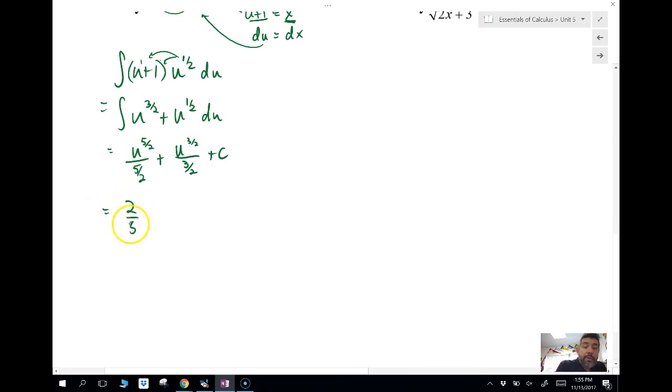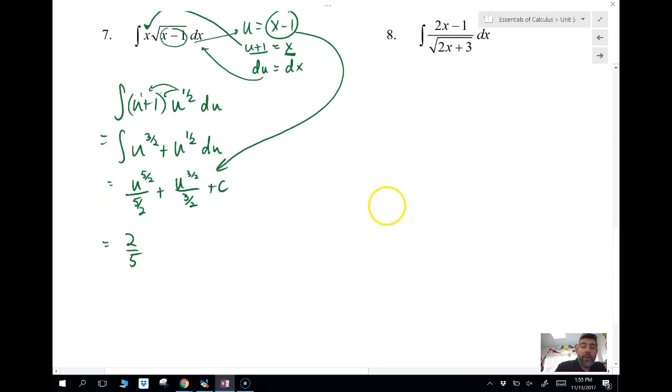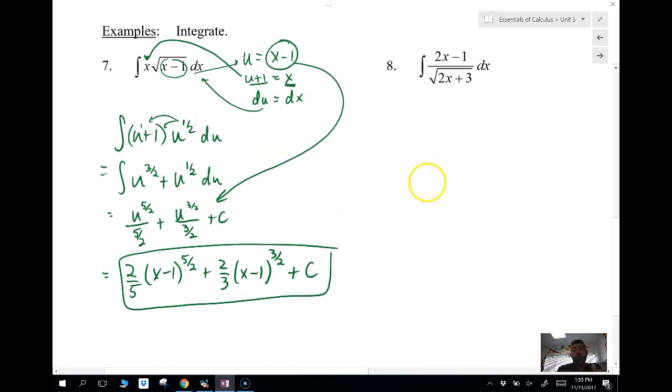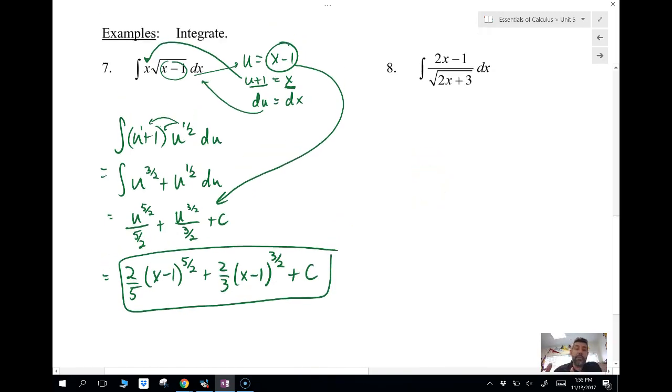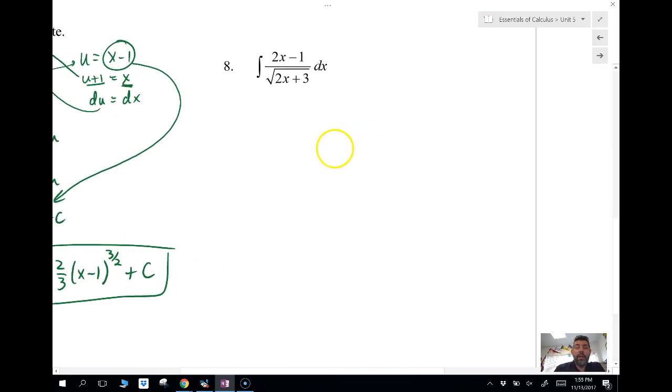And then the last thing that I'm going to do here is, instead of u, I'm going to put back the x. So I got to put back what I had here to begin with and resubstitute it in for u. So I'm going to have 2/5 x minus 1 to the 5/2 plus 2/3 x minus 1 to the 3/2 plus c, and that will be my answer for that one. All right, so U-substitution is a little more complicated because you got to do your little substitution there, then you got to do the integral, and then you got to resubstitute back in. But you know, it is what it is. That's why we're going to try to only use it as a last resort if we see some square roots that we can't use the reverse chain rule.